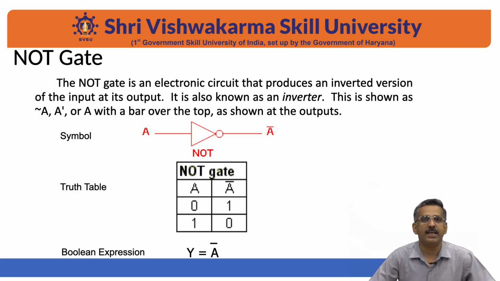Now, let us see the truth table of the NOT gate. In this truth table, we are looking that whenever the input is low, the output is high, and if the input is high, the output is low.